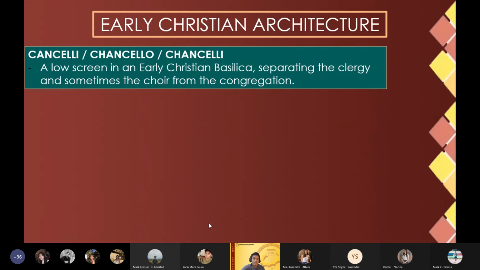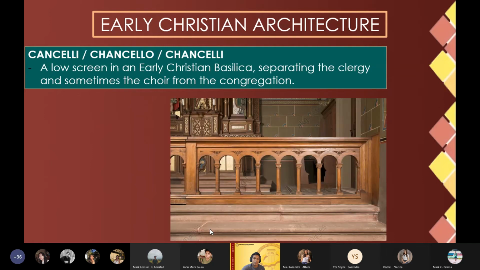Next, another term. It's either called cancelli, chancello, or chancelli. So it's a low screen in an early Christian basilica, separating the clergy and sometimes the choir from the congregation. So I think you're very familiar with this now. Old churches have this kind of low screen. Some people kneel at this part. So a low screen in an early Christian basilica, separating the clergy and sometimes the choir from the congregation.